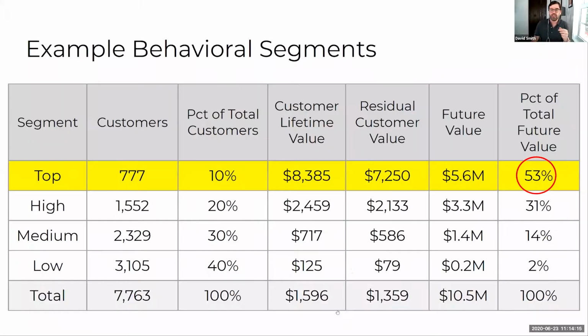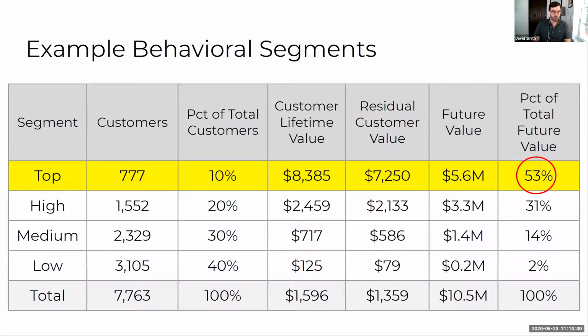And we see that just those top 10% are expected to bring us 53% of value. So this is a really important insight that I want you guys to take away from this discussion, which is your customers are not normally distributed. They are not normal, right? Instead, there's a few customers that generate a high percentage of the value in your company.